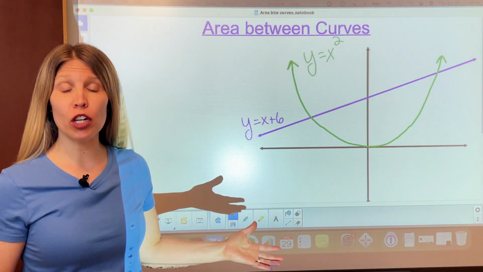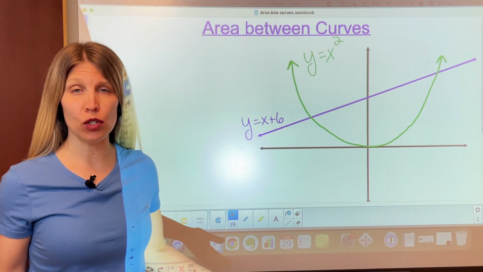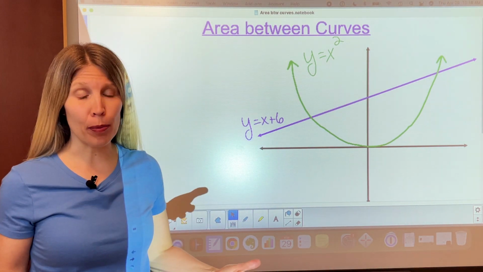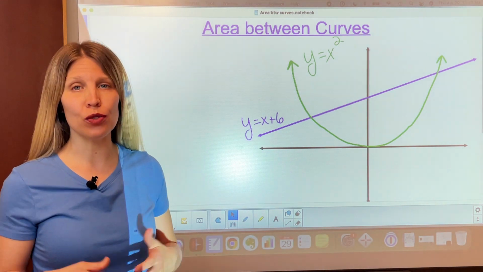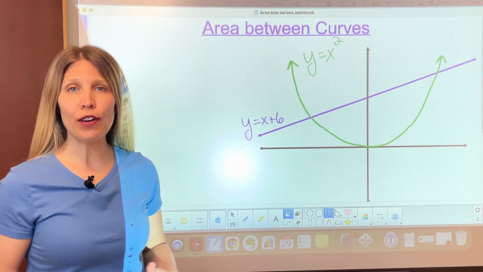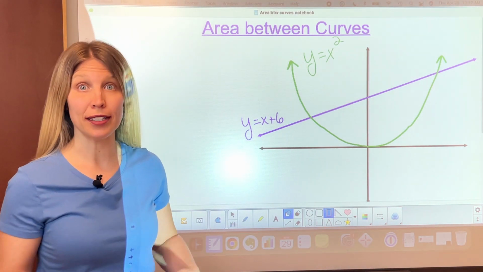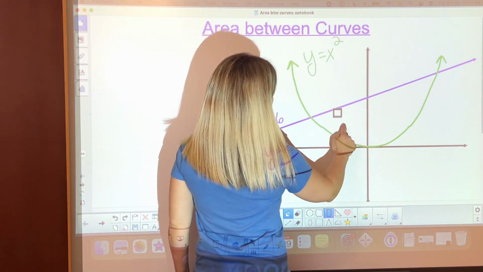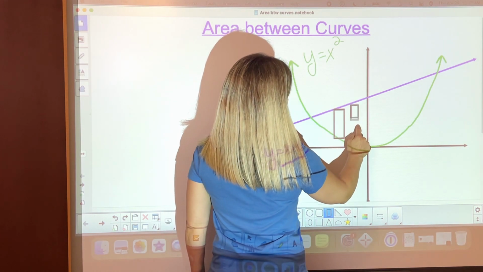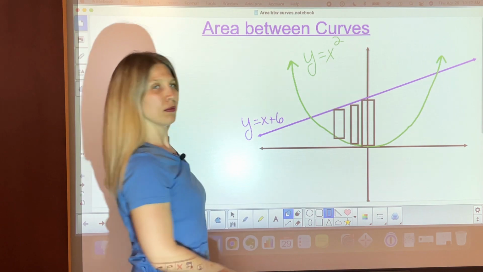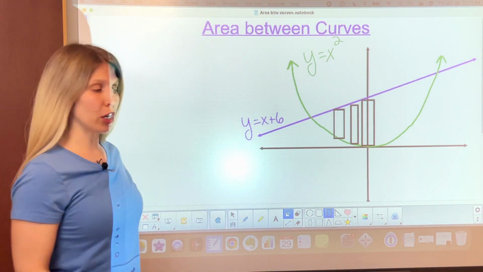So how are we going to find the area between two curves? We're using calculus, and how do we add things up in calculus? Of course, we're going to use integration. So how do you find the area between two curves? We're going to go back to something basic, a rectangle. As you draw in rectangles between these two curves, we all know how to find the area of a rectangle. So that's what we're going to do.